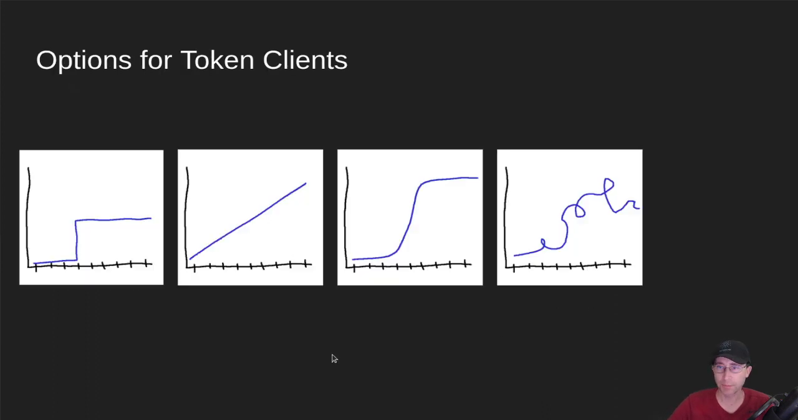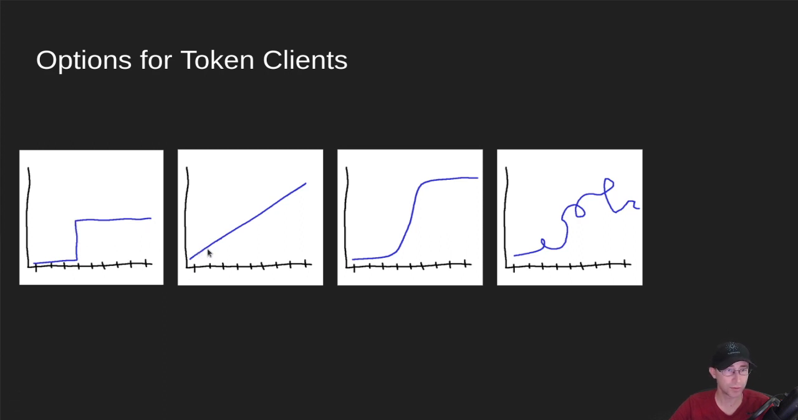So there are different options for DripDropz token clients. The first two are kind of where we started. The first is a flat rate distribution. If somebody comes to DripDropz and they have a staked wallet, they get the same amount of token no matter how much is staked in that wallet. There also may be a cutoff where if your wallet is below a certain threshold, it doesn't get any, and then it gets the flat rate after that.